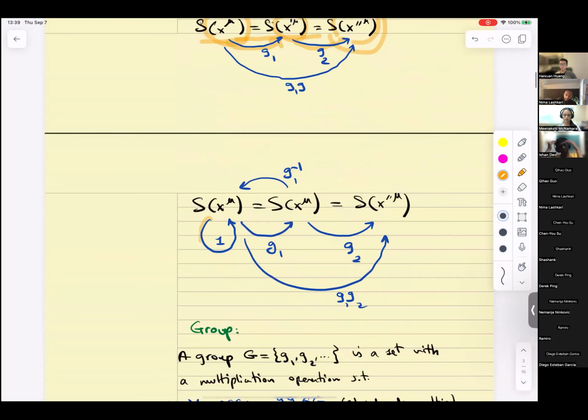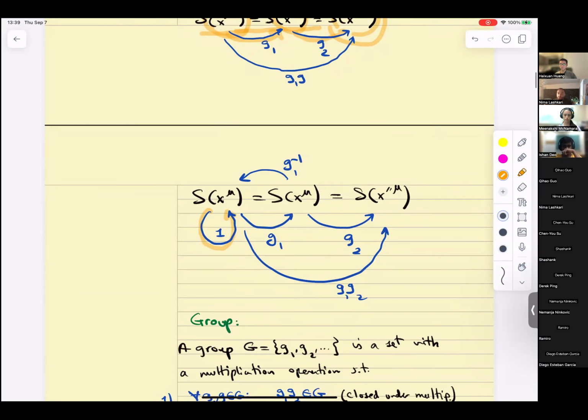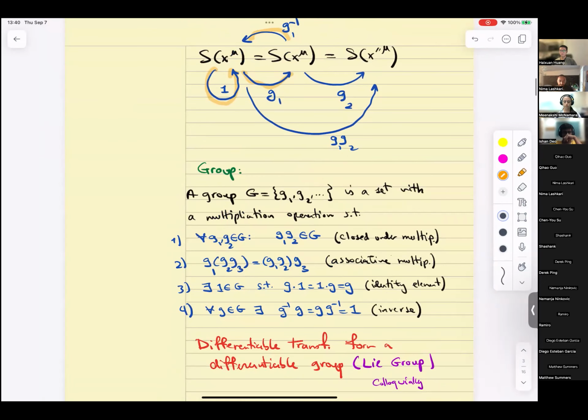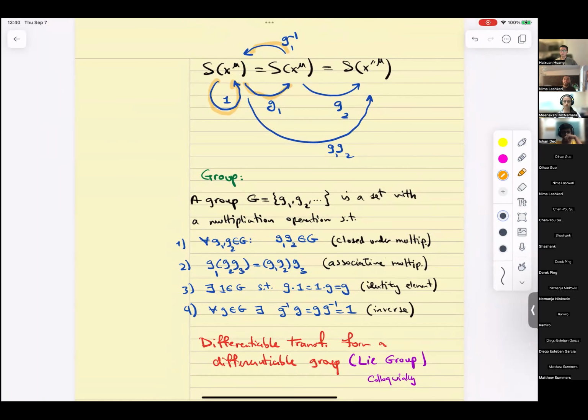Of course, the identity, doing nothing, is a symmetry transformation. And if something is a symmetry transformation, the inverse is also a symmetry transformation. So putting all of these properties together, we get a group, a symmetry group. So what is a group? A mathematical group is a set of elements which has a multiplication operation. The multiplication operation is composing transformations, right?